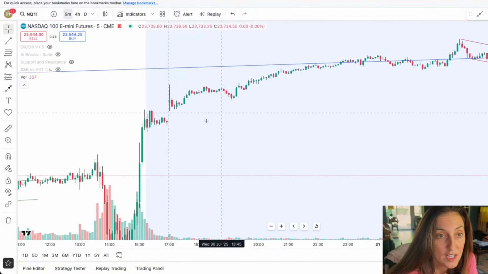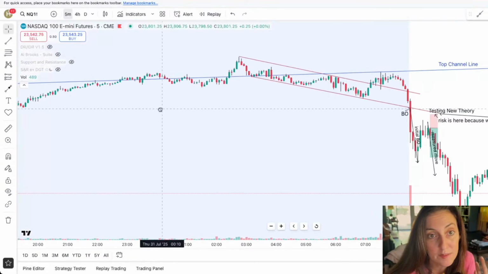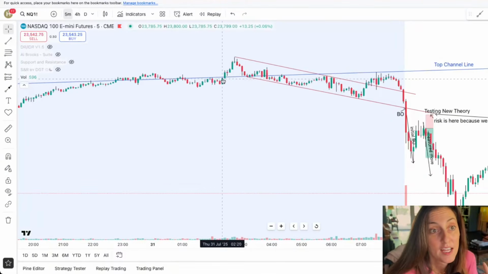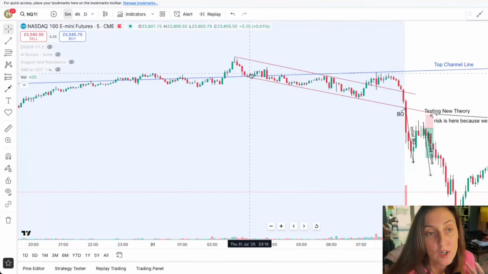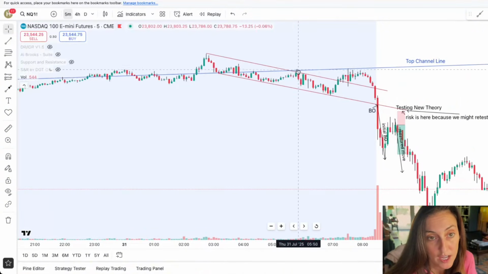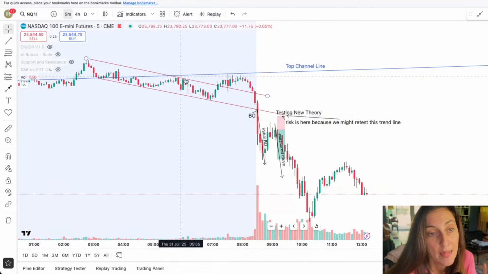Then overnight and after hours, we were hanging around the top of the trend line, flirting with the top of it. We went over it for a while and it looked like maybe we were going to break out above the trend line, but then we came back down. At about 3 a.m. my time, Central Time, we lost momentum and started going downward. So we had this small trend channel going downward, and this is about when I started looking at it in the morning.